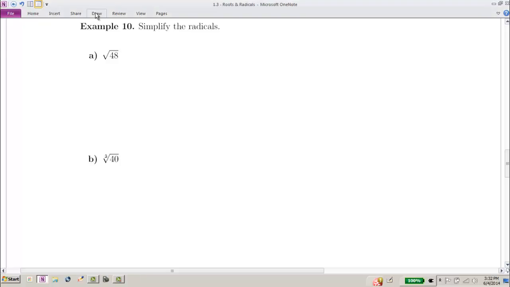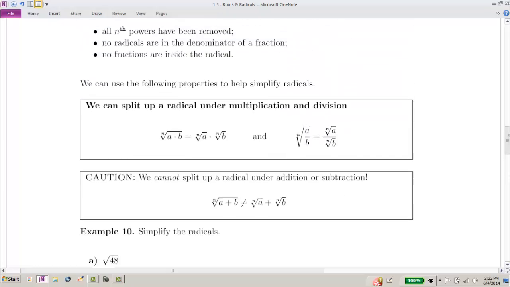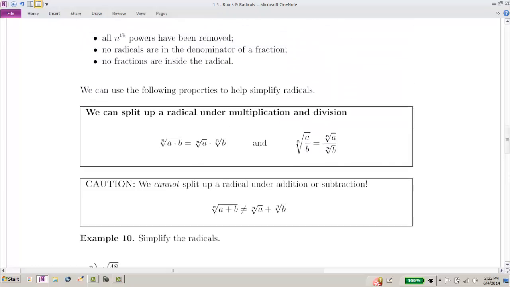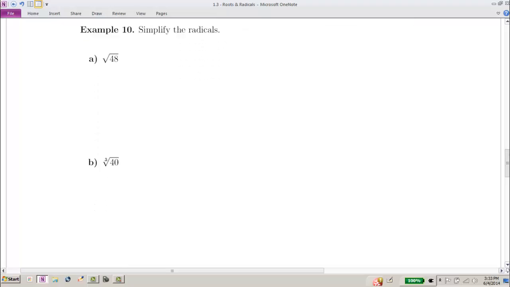All right, in example 10, we're going to simplify some radicals. I'm going to use these properties right up here. We used actually one in the previous example. We can split up radicals under multiplication and division. So if we're multiplying inside, or if we're dividing inside a radical, we can split up that radical. And we can use that to help us simplify these.